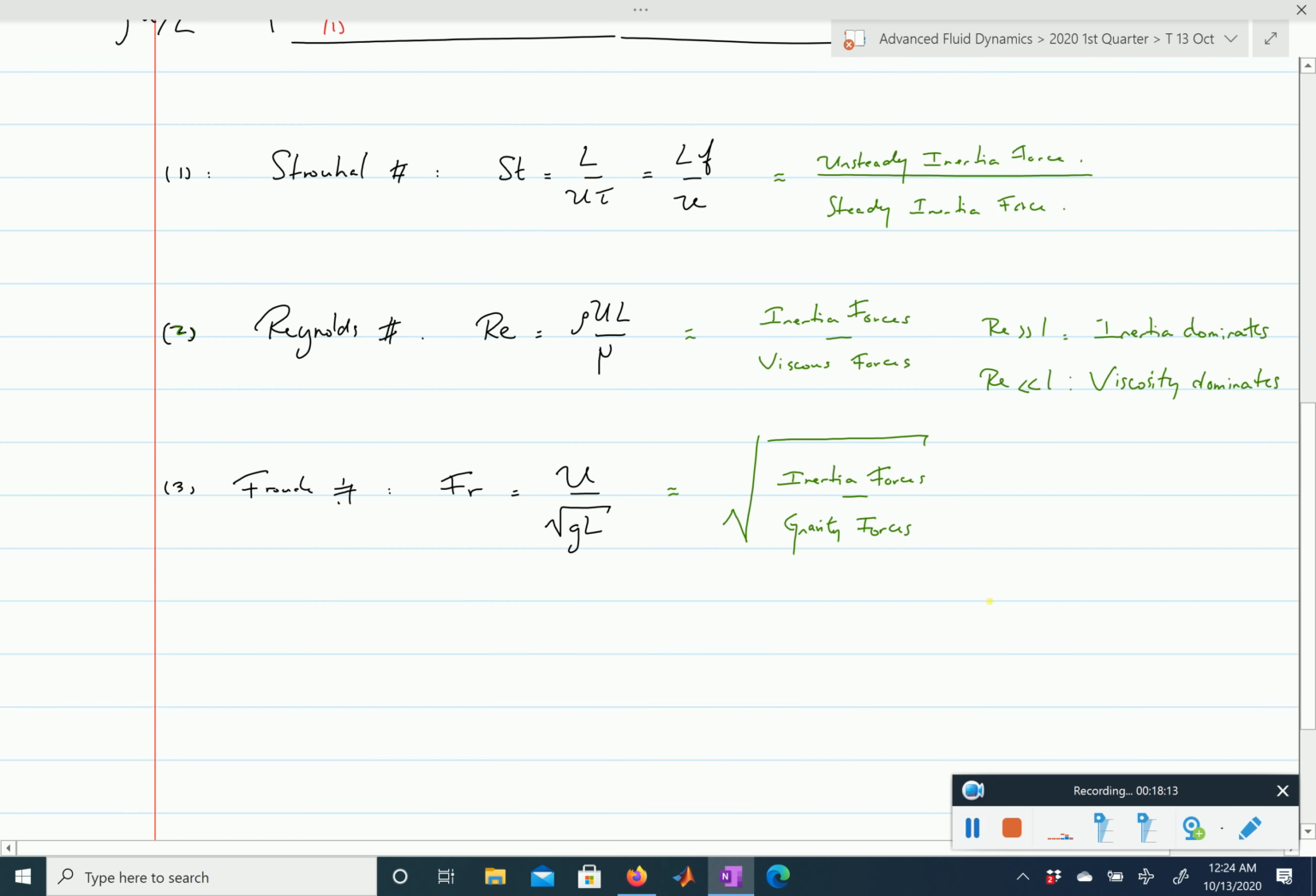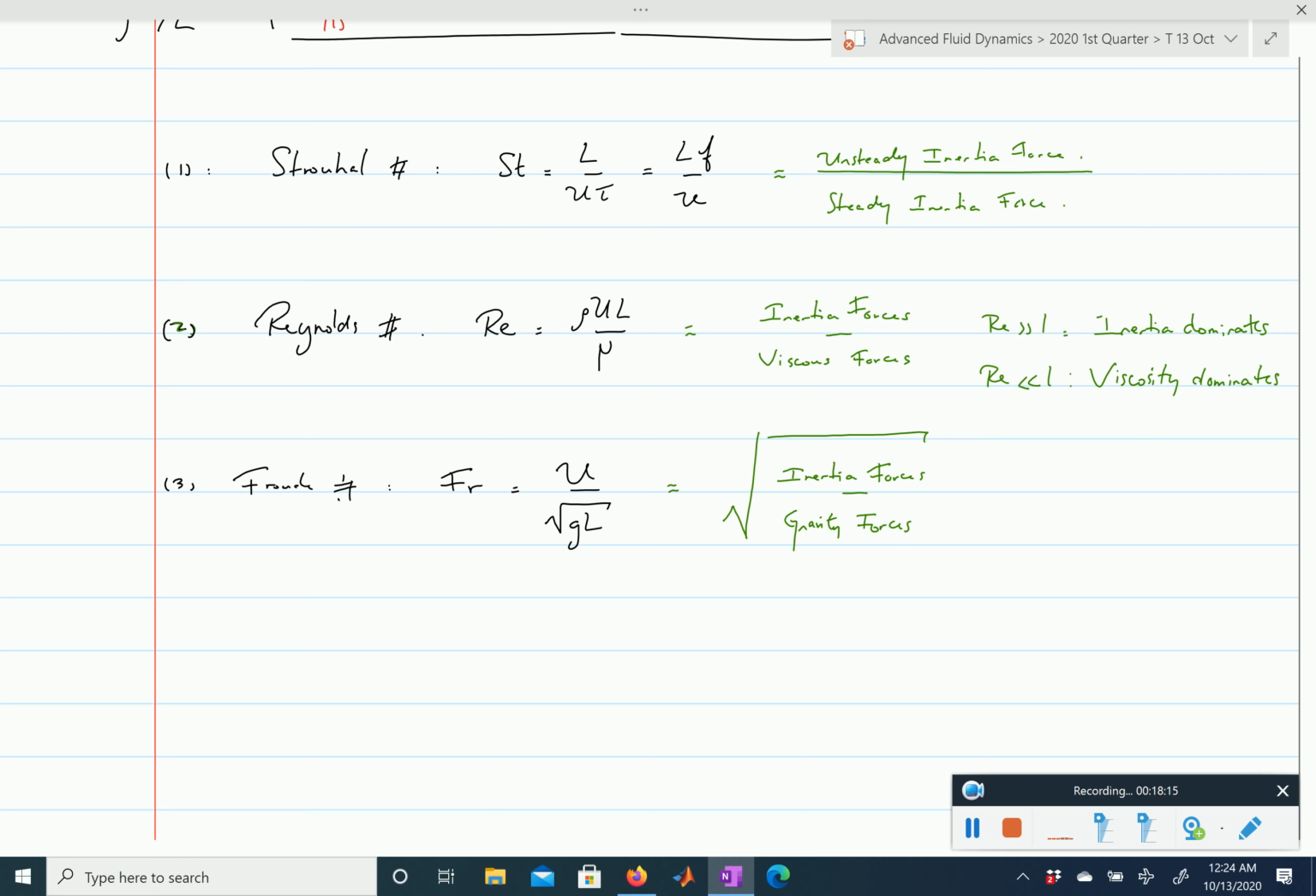So with that, I can rewrite the non-dimensional form of the Navier-Stokes equation as the Strouhal number times the unsteady term plus the nonlinear inertial term minus our gradient of the pressure term plus 1 divided by the Reynolds number times our viscous term minus 1 divided by the Froude number squared on our unit vector z.